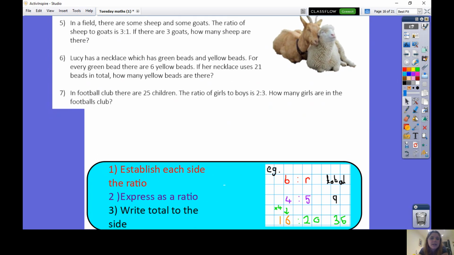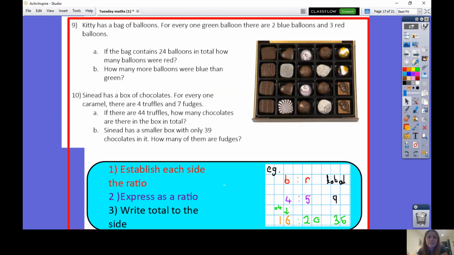Okay, that question is a repeat. In a field, there are some sheep and some goats. The ratio of sheep to goats is 3 to 1. If there are 3 goats, how many sheep are there? Lucy has a necklace which has green beads and yellow beads. For every green bead, there are 6 yellow beads. If her necklace has 21 beads in total, how many yellow beads are there? In a football club, there are 25 children. The ratio of girls to boys is 2 to 3. How many girls are in the football club?